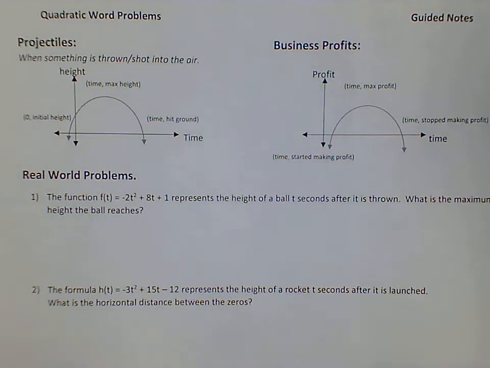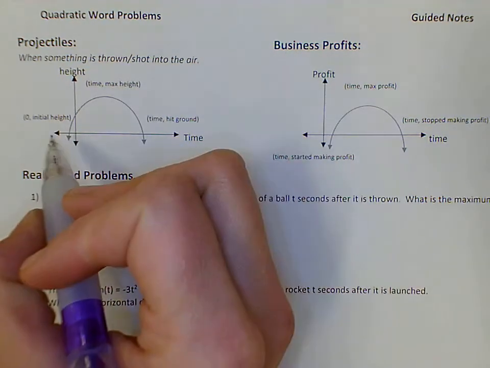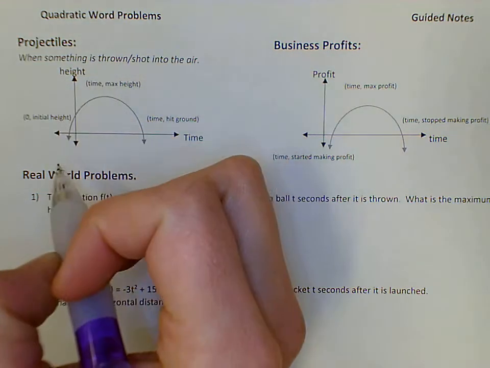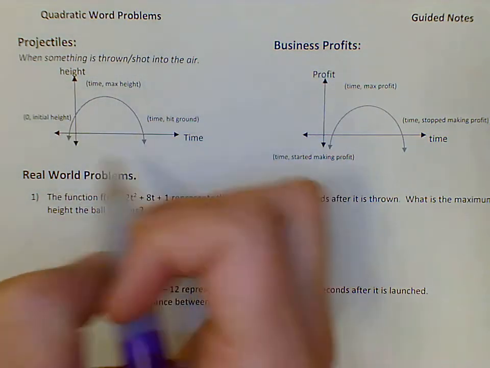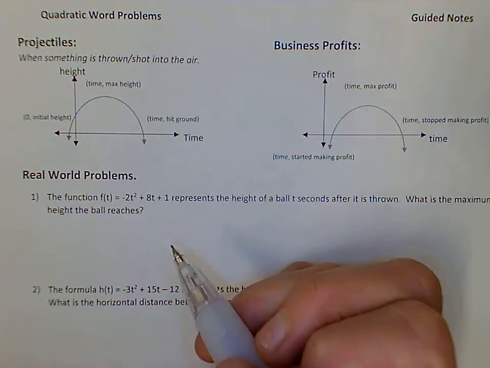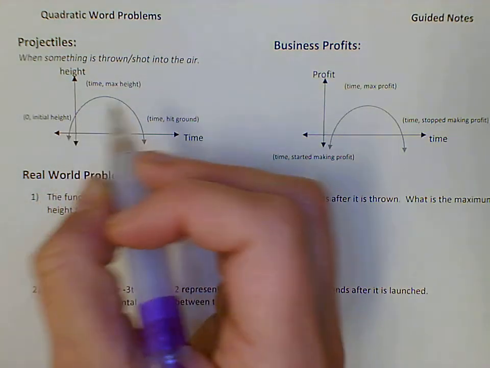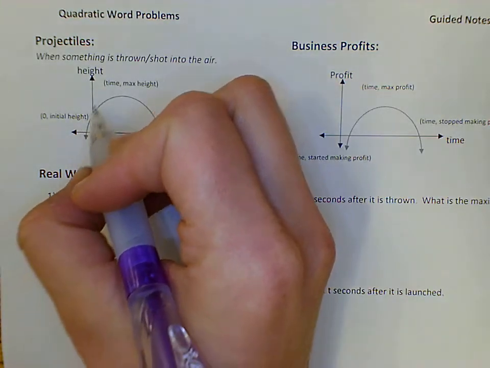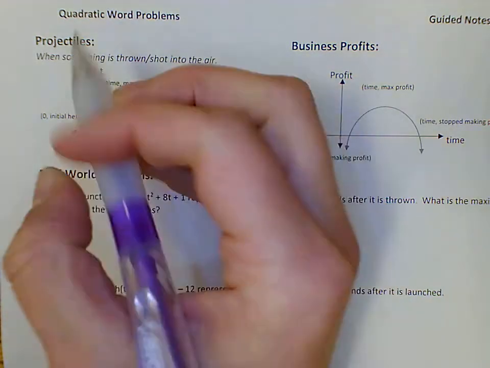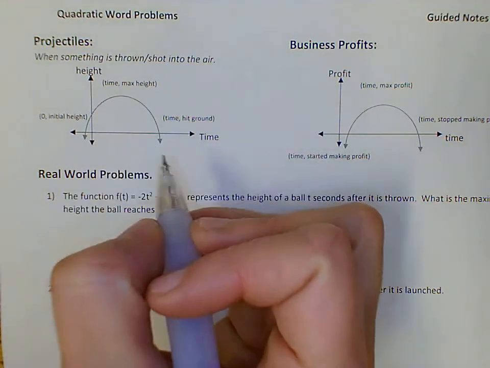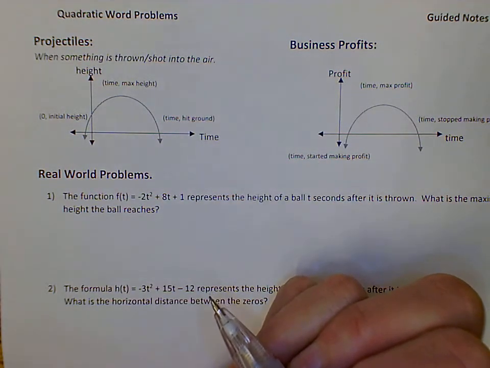Before we can get into these types of problems, we have to talk about the different parts of the graph. When something's thrown into the air, typically it's going to make this shape. It goes up, reaches its maximum height, and then falls back down to the ground. Whenever you graph this, notice it looks like a U. That's why quadratic functions come into play here, because when you graph a quadratic, it looks like a U.